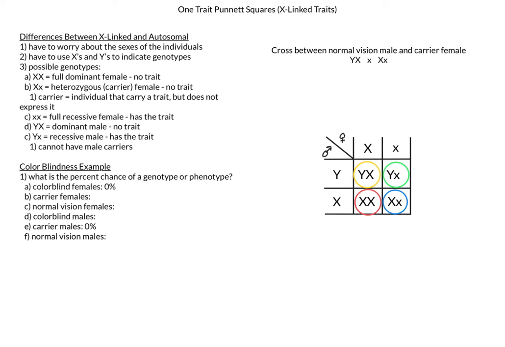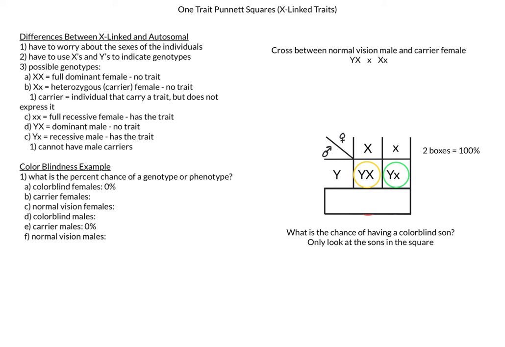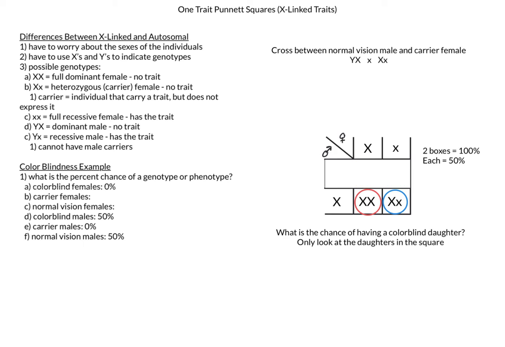Often questions are specific, asking, for example, what is the chance of having a colorblind son? Now, we have specified sons, and as such, we can only look at the sons in the square. So let's go ahead and white out the females real fast. Now we only have 2 boxes, and because of that, the colorblind individual represents 50%, and the normal vision individual represents another 50%. We can then flip the question and worry about the female individuals. Here we would white out the males, and we would end up with 50% of the females having normal vision and 50% being carriers.